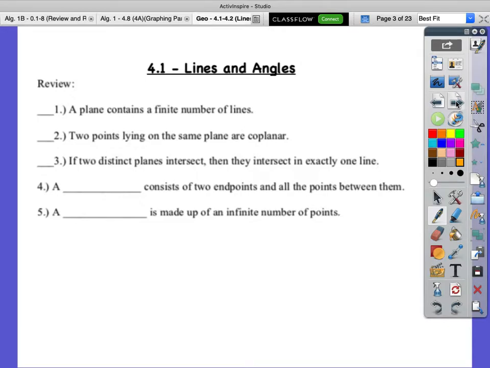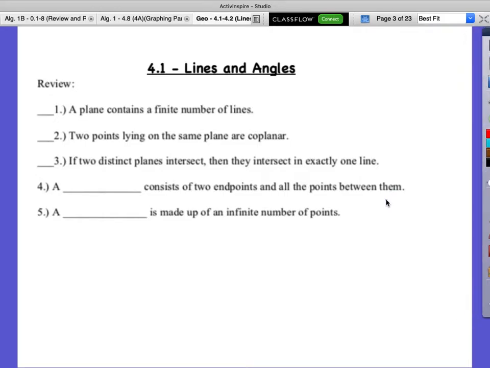We're going to first start off with a little bit of review. With our bit of review here: a plane contains a finite number of lines. Plane, that's where everything goes in. Lines, rays, points, segments. We're saying a plane contains a finite number of lines.